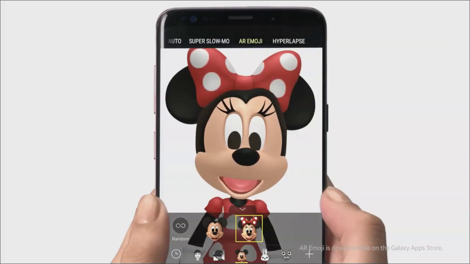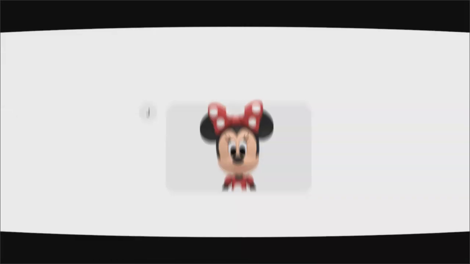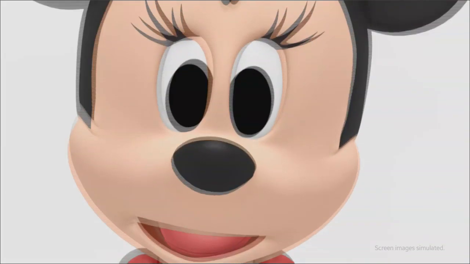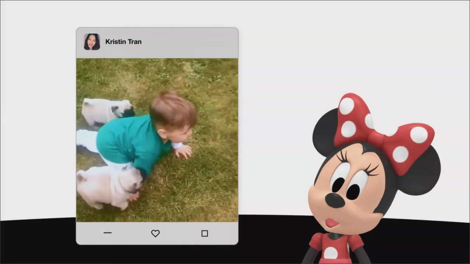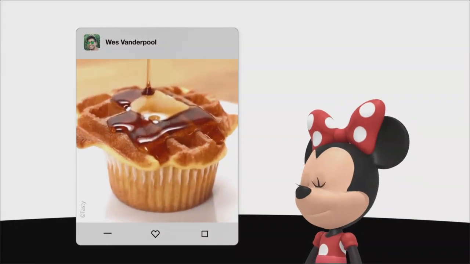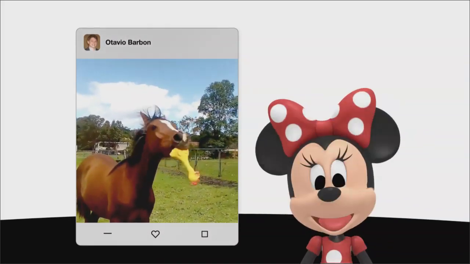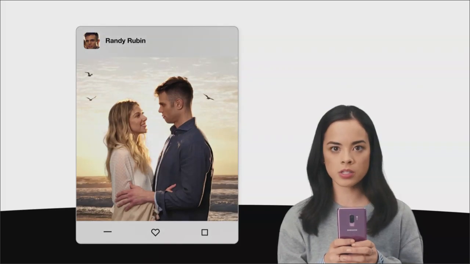Disney AR emoji? What's that? I'll try Minnie. Okay, now what? Hey girls. Yo ladies! Oh. Nom nom nom nom nom nom nom. Sorry. My ex's holiday photos?